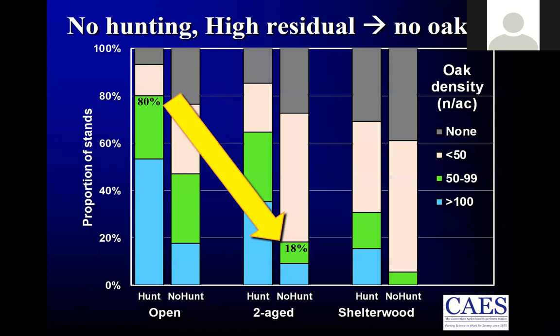But here's another one of the bottom lines. Let's look at the one on the far left. That's an area that was clear cut and where hunting was allowed. 80% of those stands, again, had at least 50 oaks per acre. And that's a pretty low bar, but at least it's a bar. Then if we look at the two-age stands in the center where there's no hunting: if you were to have an irregular shelterwood, a two-age stand, and you had a history of no hunting on the property, less than 20% of those stands are going to have at least 50 oaks per acre. So you're pretty much guaranteed that if you've got an area where you don't allow hunting and you put in a two-age stand and regular shelterwood, the chances of having adequate oak in that next stand is pretty low.